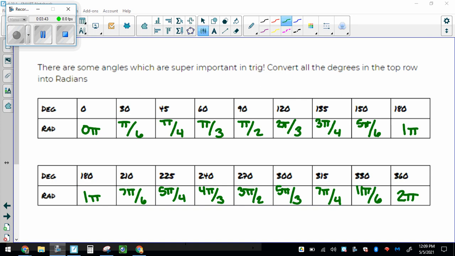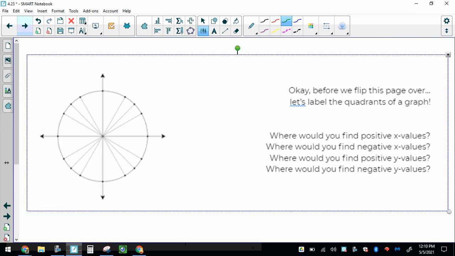Now, a couple quick things I do want to talk about. For 30 degrees, what you actually got was 1 pi over 6. I just didn't put my ones in. You don't have to put ones in if you don't want to. But do double check that your answers all match up with mine. These angles are super important. All right. I went to the next page.